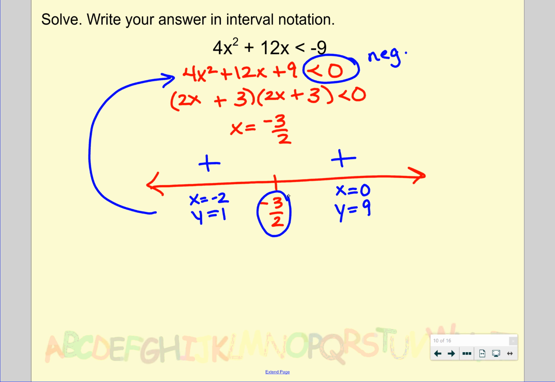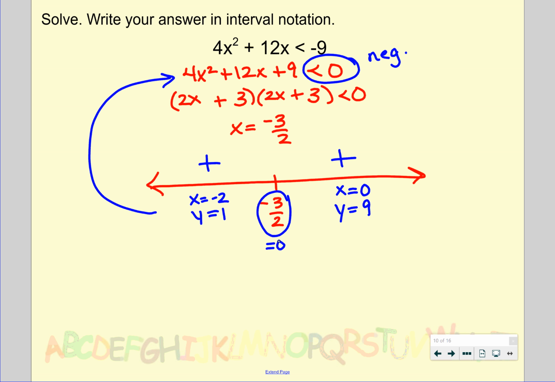Now, negative 3/2 is a root, which means it's where it equals 0. If I plug that in, I get out 0. That's where we got that answer from. If my inequality sign had the line underneath it, if it said less than or equal to, because this is where we equal 0, this would be an answer. But because it's strictly just less than, and this is where it equals, not less than, this is also not a solution. Does that make sense?